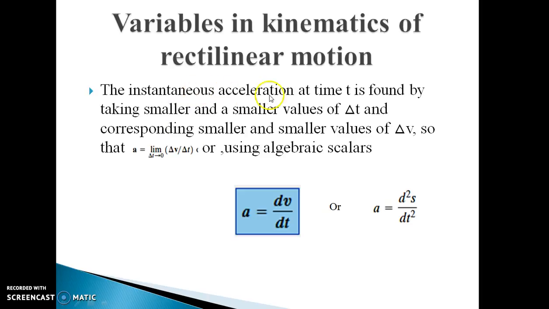The instantaneous acceleration at time t is found by taking smaller and smaller values of delta t and the corresponding smaller and smaller values of delta v, so that we can write a is equal to the limit of delta t tends to 0 of delta v upon delta t, or using algebraic scalar we can write it as a equal to dv upon dt, or a is equal to d square s upon dt square.